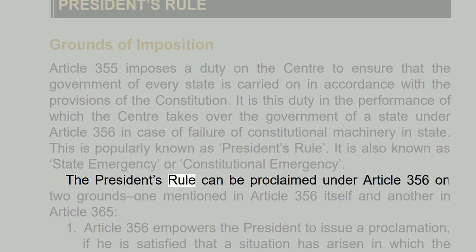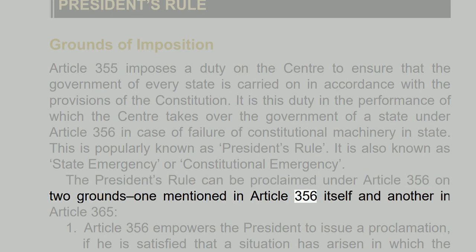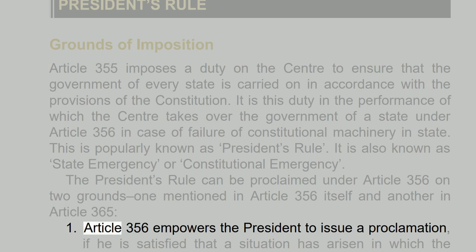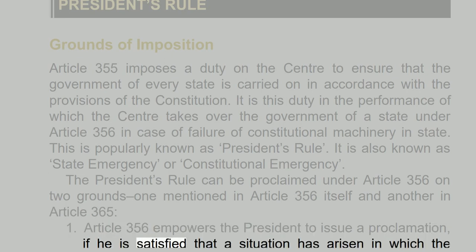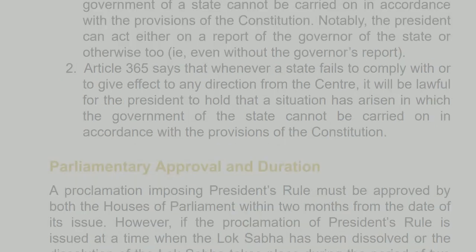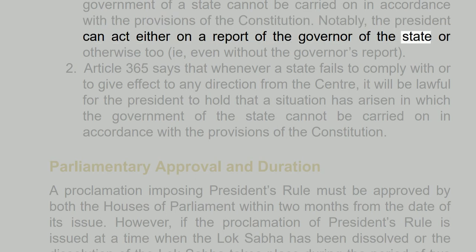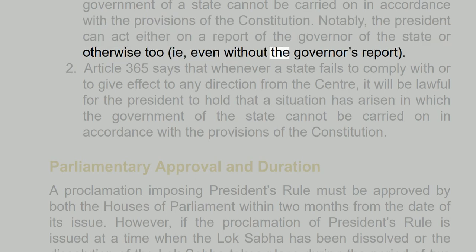The President's Rule can be proclaimed under Article 356 on two grounds, one mentioned in Article 356 itself and another in Article 365. 1. Article 356 empowers the President to issue a proclamation, if he is satisfied that a situation has arisen in which the government of a state cannot be carried on in accordance with the provisions of the Constitution. Notably, the President can act either on a report of the Governor of the state or otherwise too, i.e., even without the Governor's report.